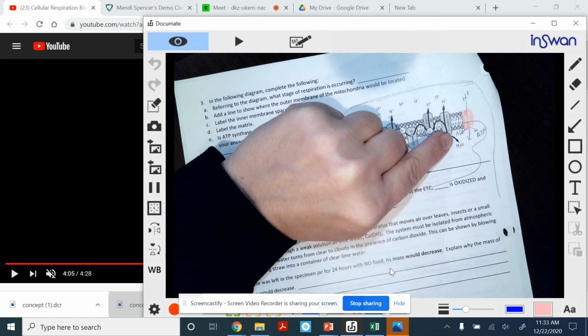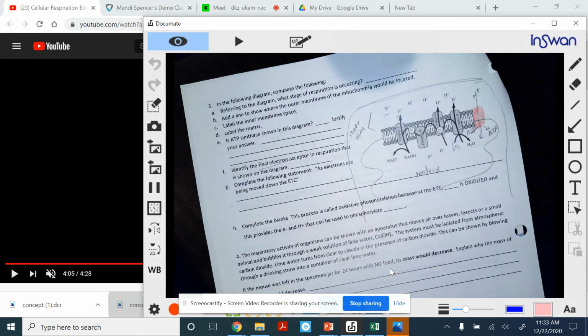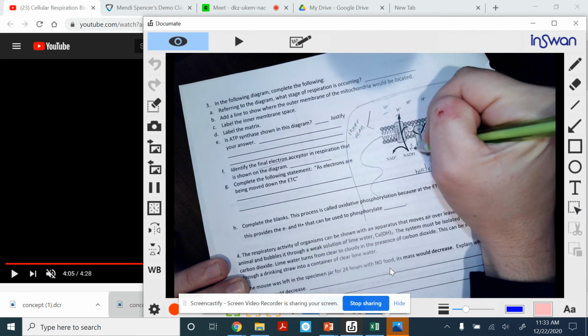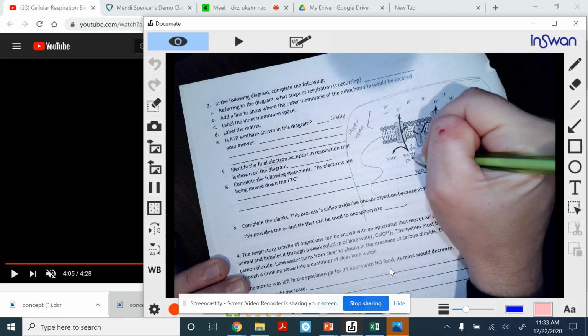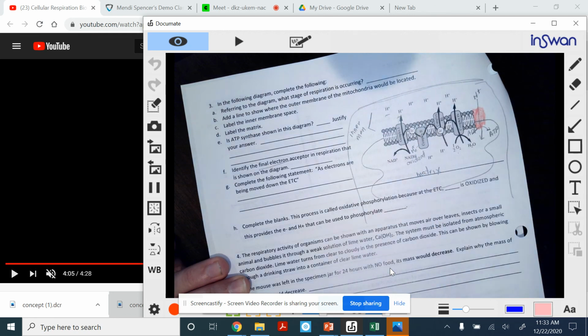So we want to make sure you understand what we mean by oxidation reduction. If a molecule is getting oxidized, then that means that it's losing its protons and its electrons. So NADH is getting oxidized, okay?